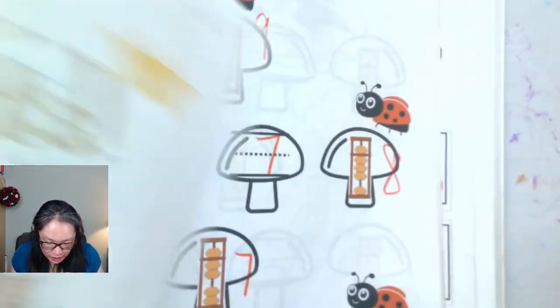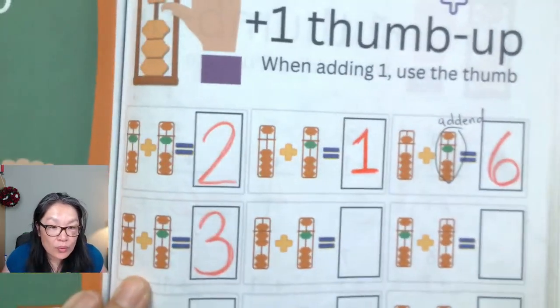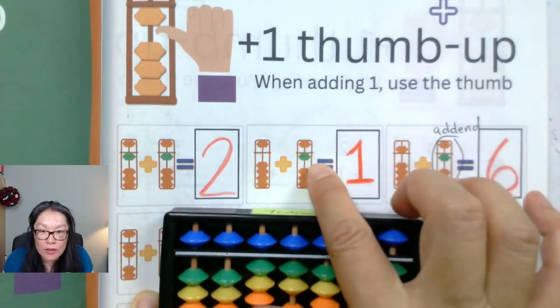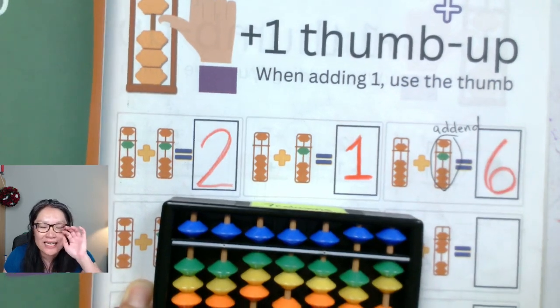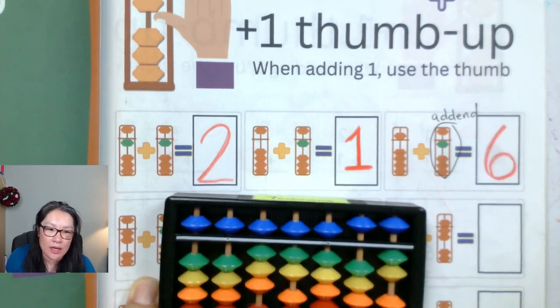What we're going to do is we're going to start going towards the end, which is adding. We're going to add the thumb up. What does that mean? We're going to look at our number, and we're going to look at the second add-in. We don't focus on the result in abacus world. We focus on the add-in.